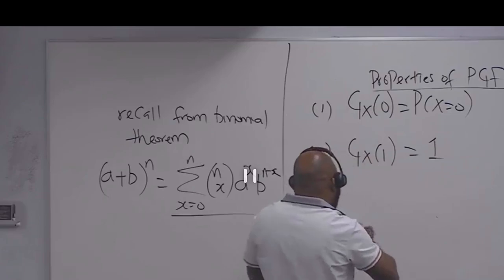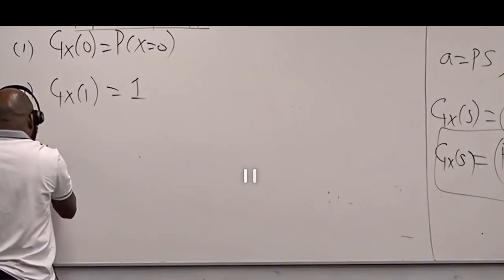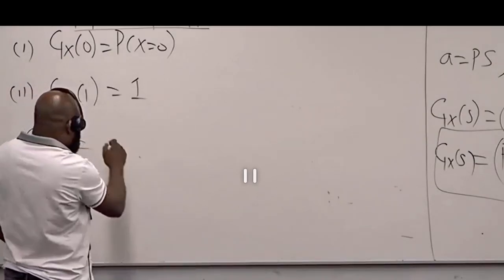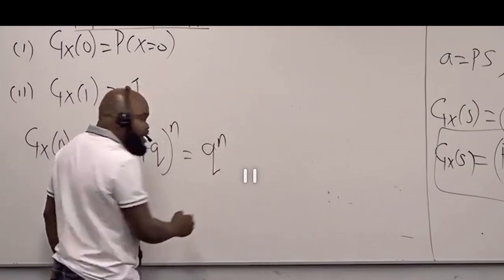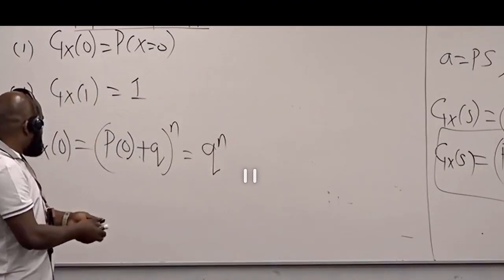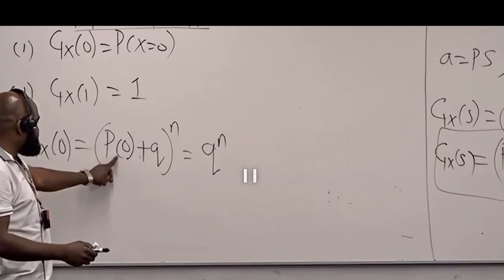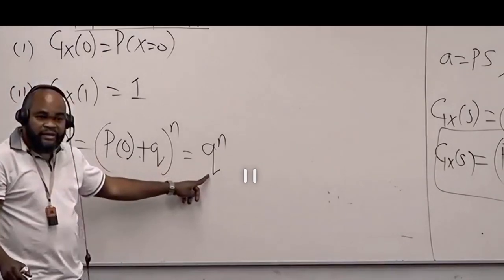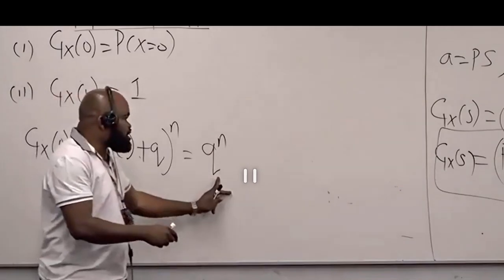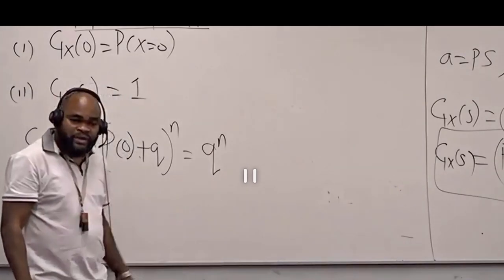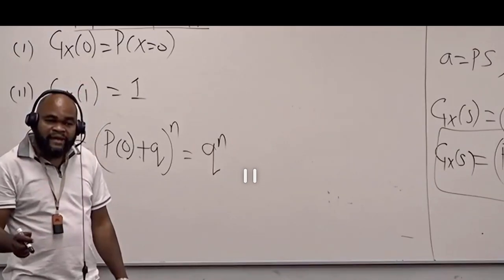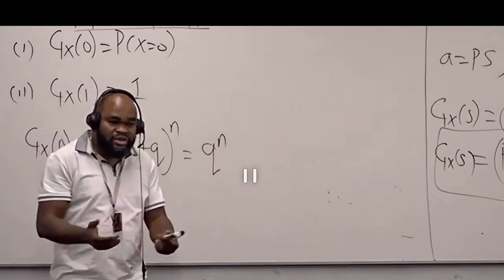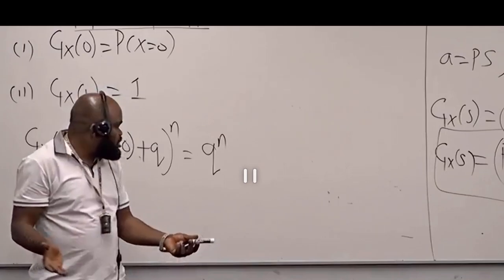For binomial, let's plug in s equal to 0. This is going to be p times 0 plus q, raised to power n. What do I have here? q raised to power n. Now, does this equal the probability? What is the probability of s equal to 0 in binomial? Don't forget, s equal to 0 is actually q.